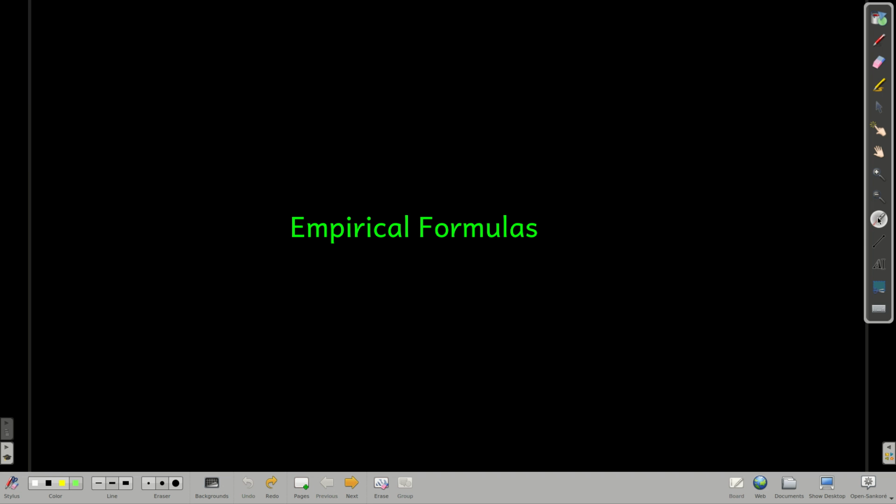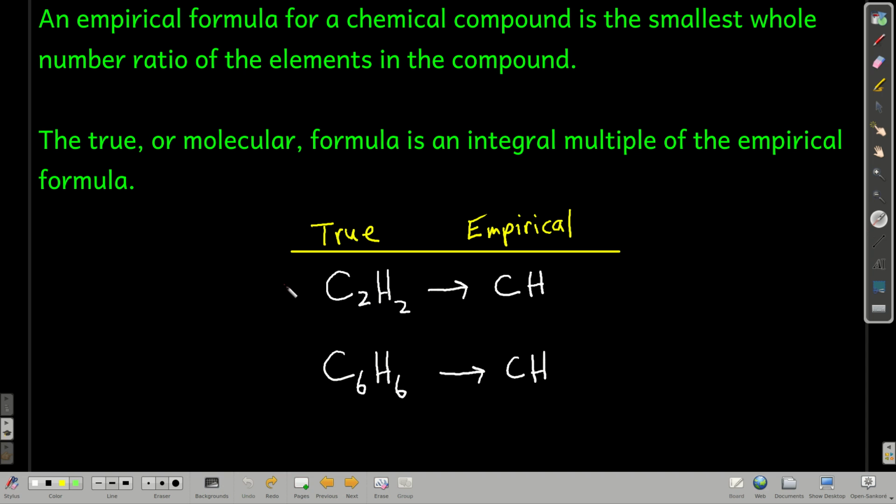In this module, we're talking about empirical formulas, what they are and how to find them. An empirical formula is just the smallest whole number ratio of the elements in a compound. Now, the true or the molecular formula is always going to be some integral multiple of the empirical formula.